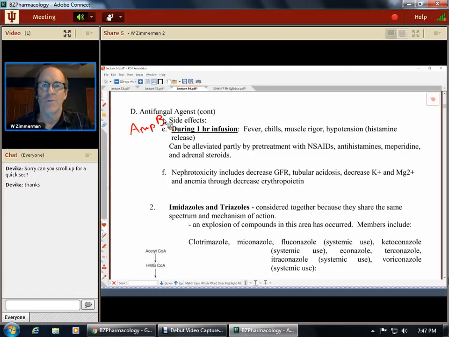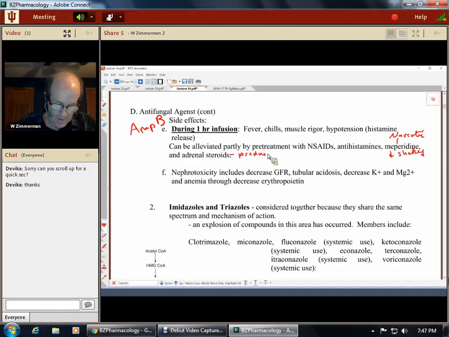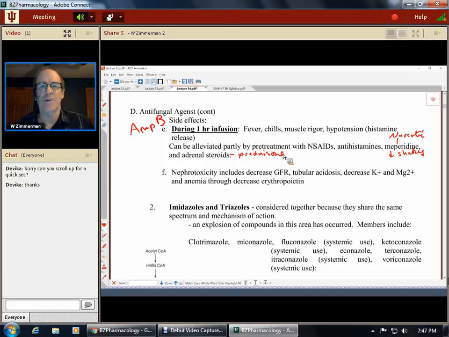But during a 1-hour infusion, the patient will have a fever, they'll have chills, they'll be shaking, there'll be a lot of muscle rigor, blood pressure can drop due to the histamine release. We can pre-treat the person with nonsteroidals, antihistamines. Meperidine seems to help. Meperidine is a narcotic. It seems to decrease the shakes. We can also give adrenal steroids, prednisone is what I'm thinking of there. So you can try these pre-treatments. They do help, but this is still miserable.